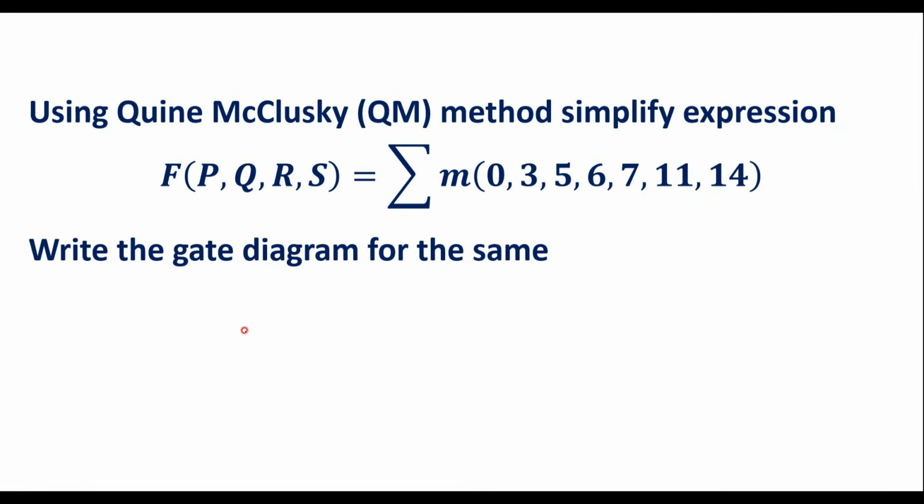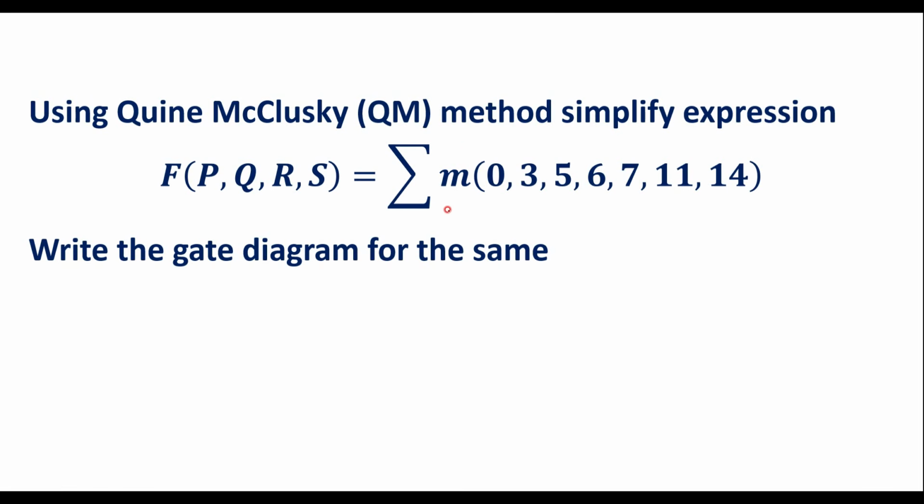In this video, I will simplify a Boolean expression using Quine McCluskey method. Using Quine McCluskey method, simplify expression f of PQRS where the min terms are 0, 3, 5, 6, 7, 11 and 14. Write the gate diagram for the same. So now we'll try to simplify this given function f using Quine McCluskey method.